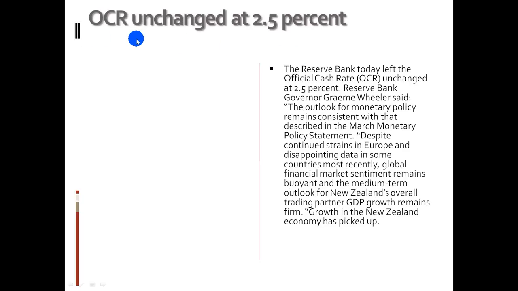Now, New Zealand's official cash rate was unchanged at 2.5%. The Reserve Bank basically said the outlook for monetary policy remains consistent with what was described in the March monetary policy statement. Despite continued strains in Europe and disappointing data in some countries, most recently, global financial market sentiment remains buoyant, and the medium term outlook for New Zealand's overall trading partner GDP growth remains firm. Growth in the New Zealand economy has picked up.